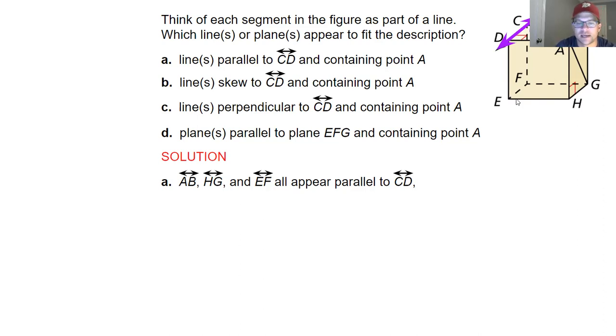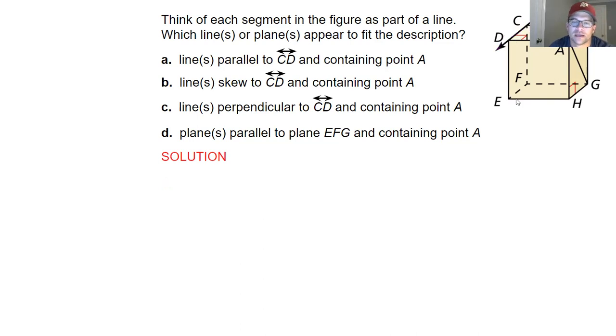You could also say that HG is parallel to CD, because it's going the same direction, and so is EF. However, they do not contain the point A, so you can only say AB.